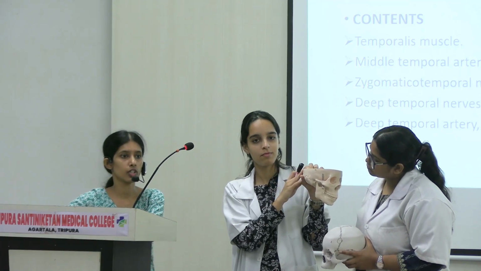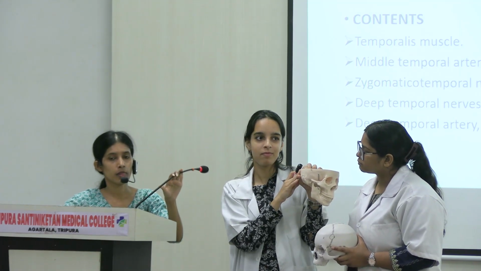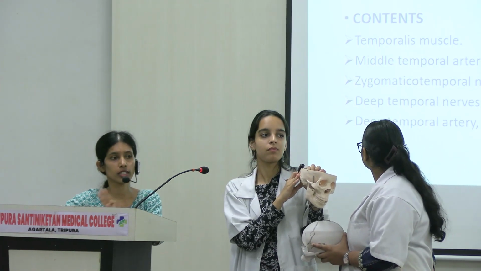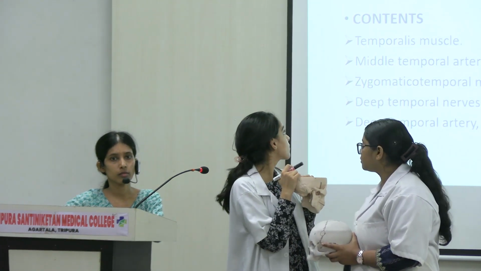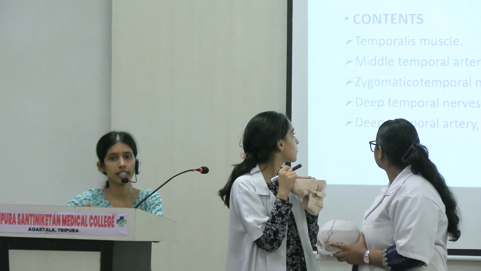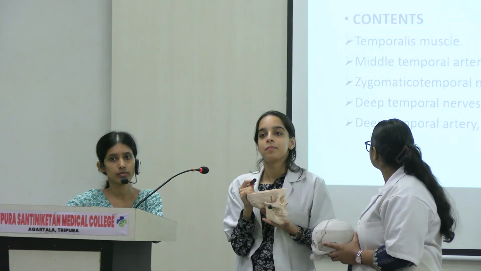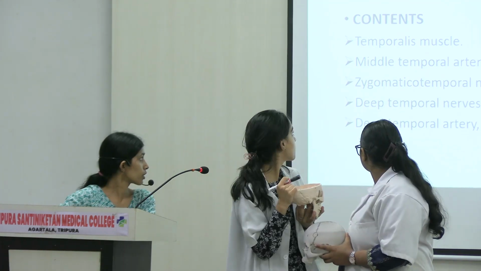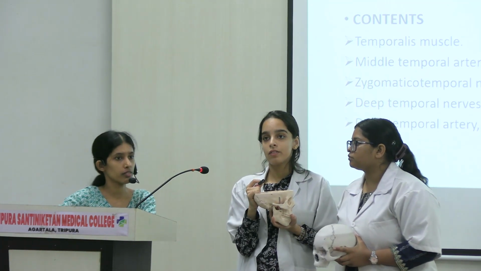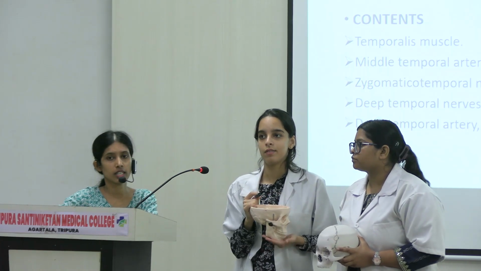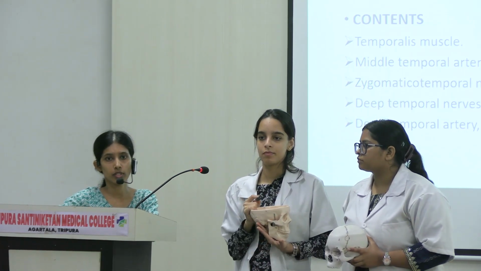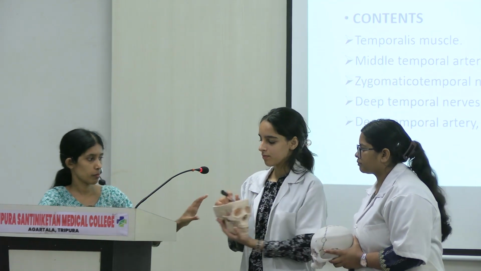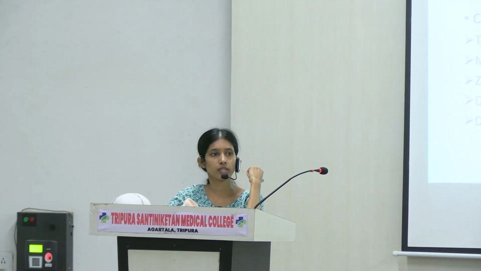Communication: it communicates with your infratemporal fossa. Contents: we have one important muscle, the temporalis muscle, and what are the three arteries? Middle temporal artery, deep temporal artery, and the zygomatico-temporal artery. What about two nerves? We have the zygomatico-temporal nerve and deep temporal nerve. These are the contents of your temporal fossa. Is it clear for everyone? Any doubts in this topic, temporal fossa?